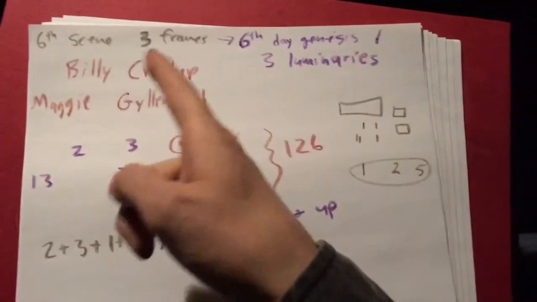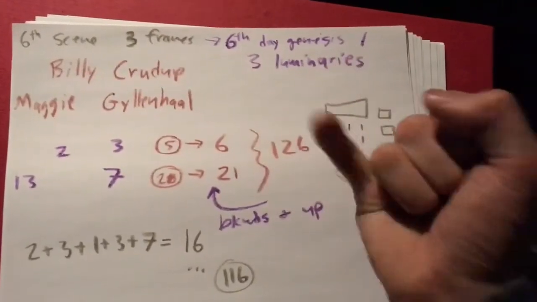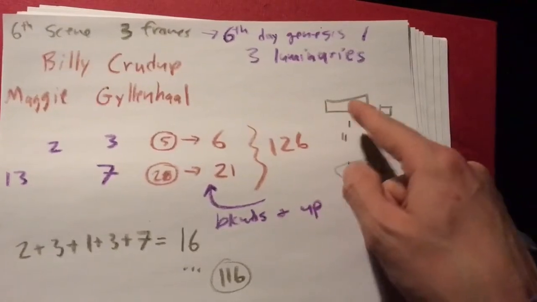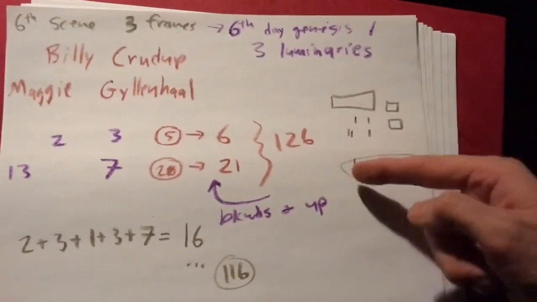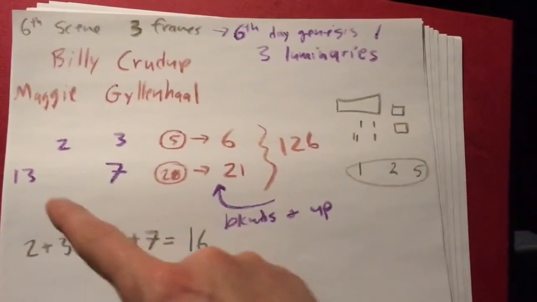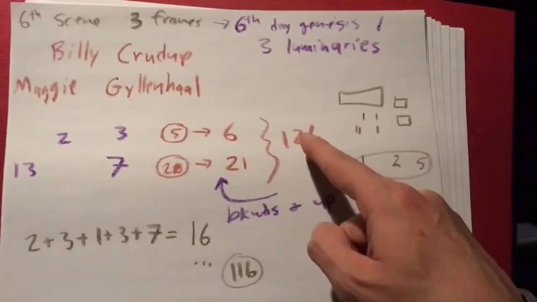So the 6th scene in the movie has 3 frames in it. Now it's funny that the 6th day of Genesis 1 has 3 luminaries created, which are Venus, Mercury, and the Moon. Now there's a screen like this, a big one, horizontal, and 2 little ones, so like a 1 and 2. And then there's 4 letters, but the M is a 13, so it counts for 2, so it's like a circled 125, which is a 126.